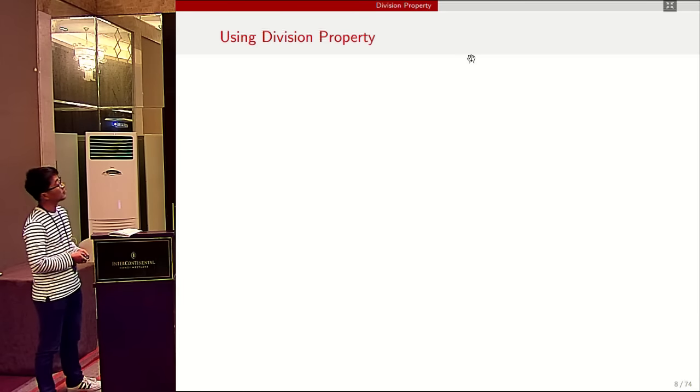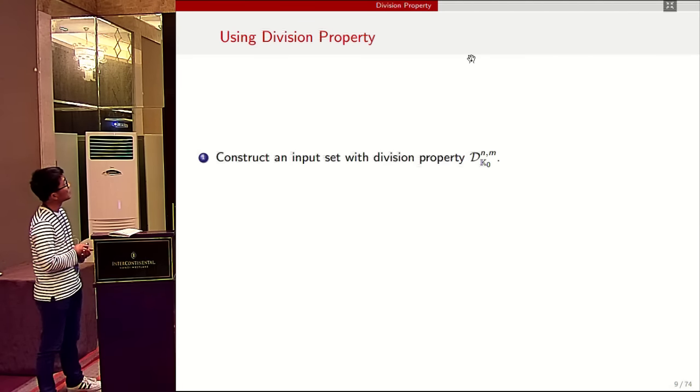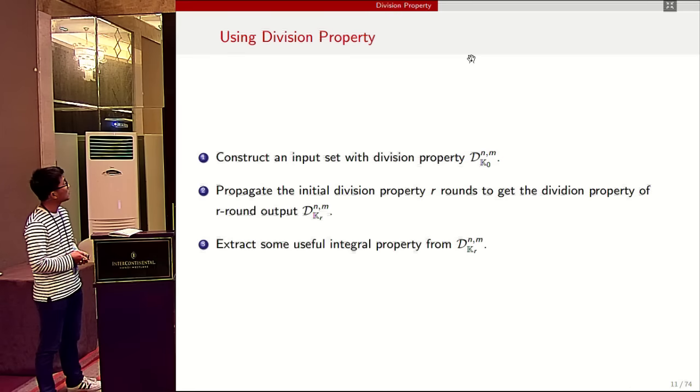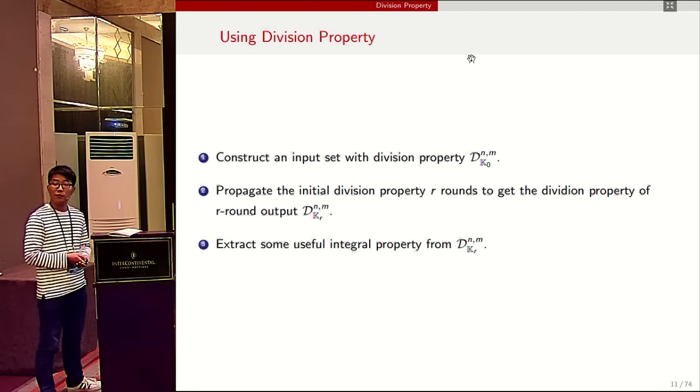So now, with the help of division property, we can search integral distinguishers for block ciphers. Firstly, we need to construct an input set with division property Dk0, and then we propagate the initial division property around to get DkR. At last, we try to extract some useful integral property from DkR.